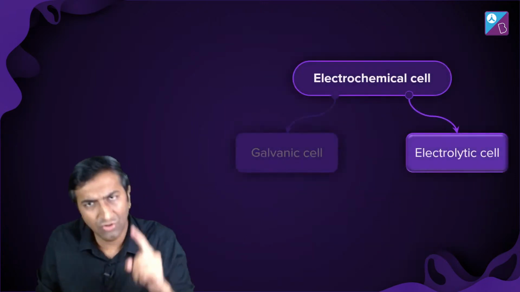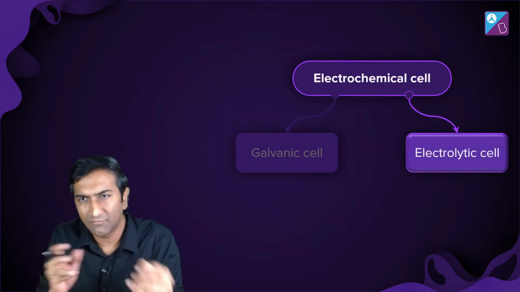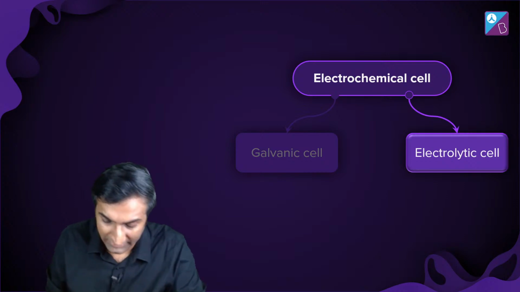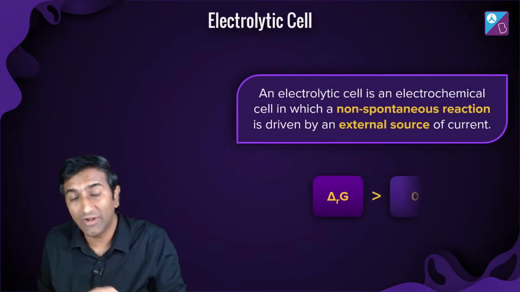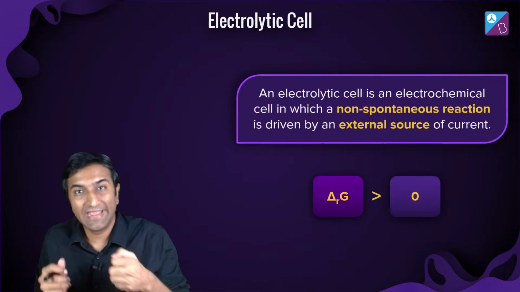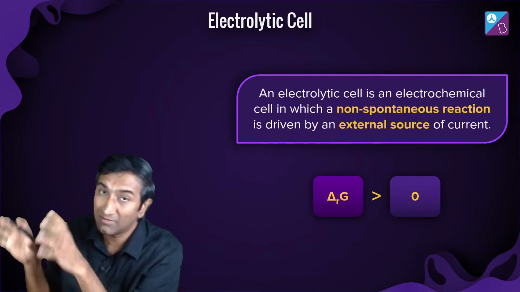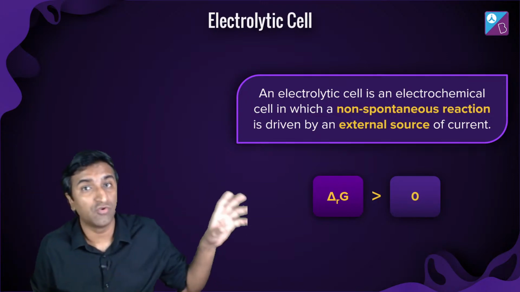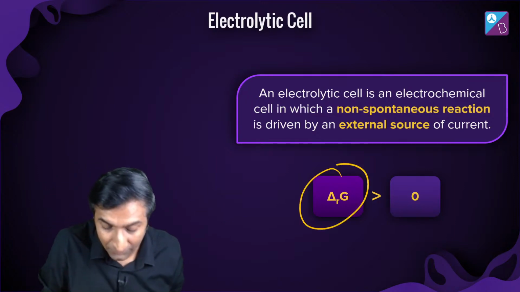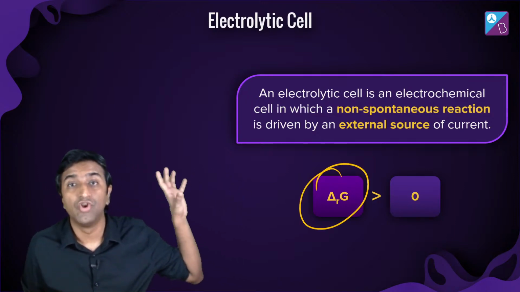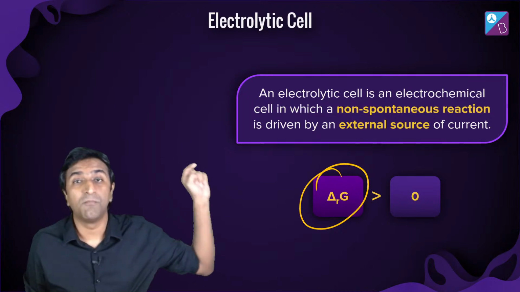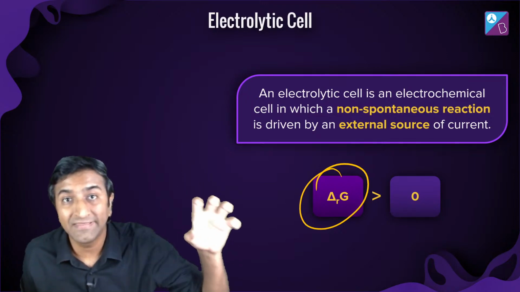Ions, great. Why will ions move? Because there will be some sort of reason to make them move. We'll talk about the reason soon. That reason in electrolytic cells is an external source like a battery. It means the reaction does not want to happen. So here the Gibbs free energy change is positive. It is a non-spontaneous reaction that you are making spontaneous by passing current through it.